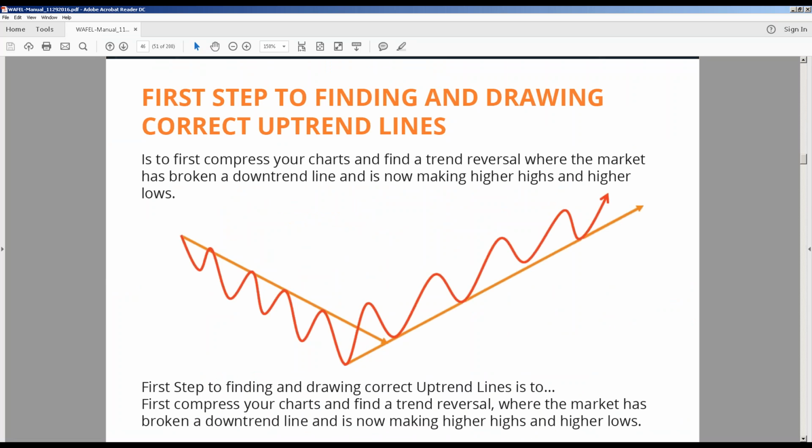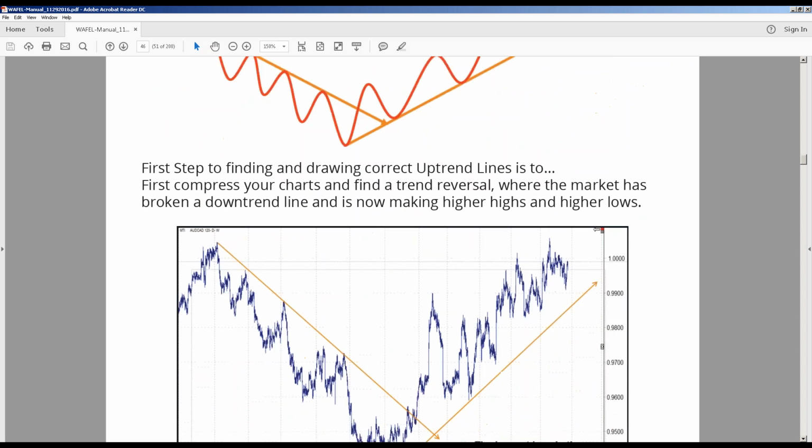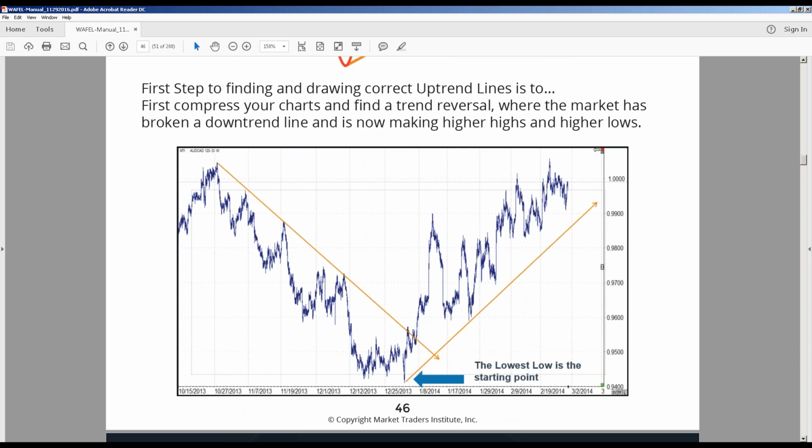Right, first step to finding and drawing correct uptrend lines is to first compress your charts and find a trend reversal where the market has broken a downtrend line and is now making higher highs and higher lows, just like I explained. So there we can see the market broke a downtrend line and now it's making higher highs and higher lows. So that is the new uptrend line, and this lowest low over here, which I refer to as the lowest significant turning point, that will be the starting point of your Fibonacci's.